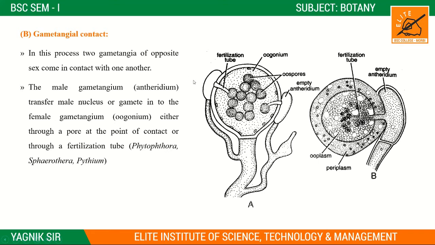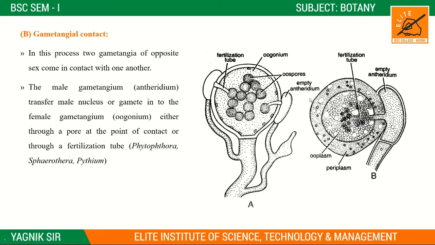ઓગોનિયમ પાસે, એટલે કે ઓવ્યુમ પાસે. And in these positions ovums and antherozoids are fused, right? And after this process a diploid nucleus is formed, and this diploid nucleus is known as a zygote. Another name is a zygote.